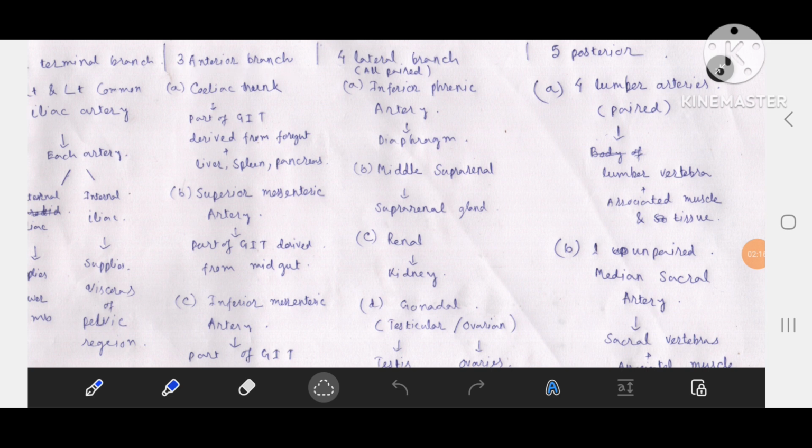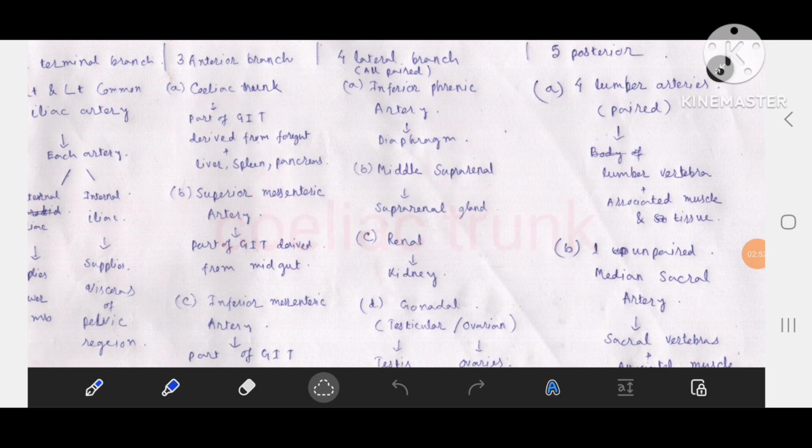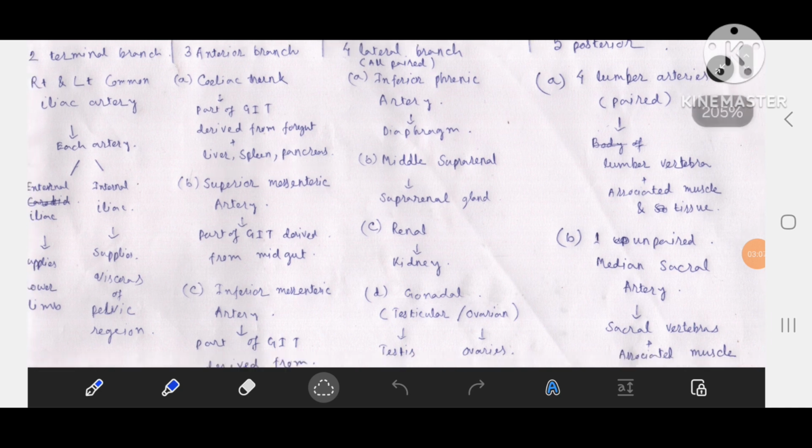There are three anterior branches: celiac trunk, superior mesenteric artery, and inferior mesenteric artery. The first artery is celiac artery. It will supply the part of GIT, that means gastrointestinal tract, which is derived from foregut. Plus also this artery will supply liver, spleen, pancreas, and also gallbladder.